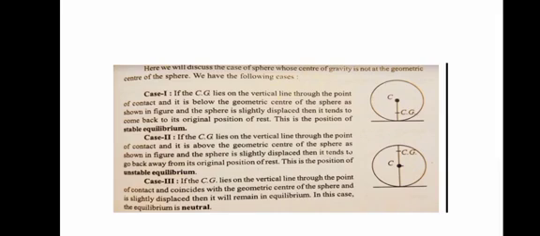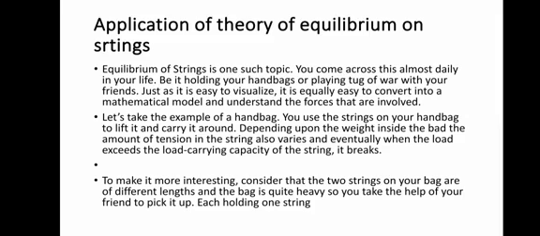Now the third case is if the center of gravity lies on the vertical line through the point of contact and coincides with the geometric center of the sphere, and it is slightly displaced, it will remain in equilibrium. This case is of neutral equilibrium.